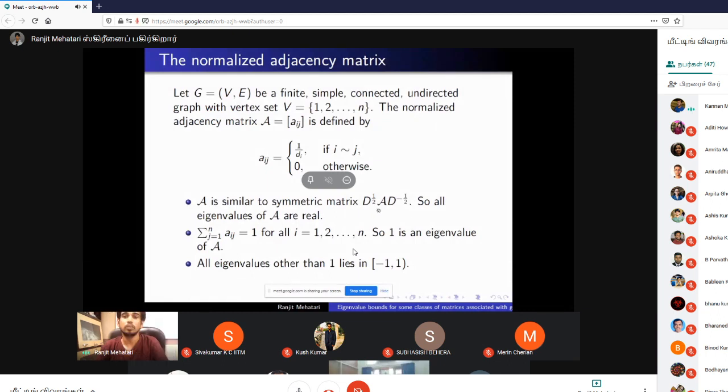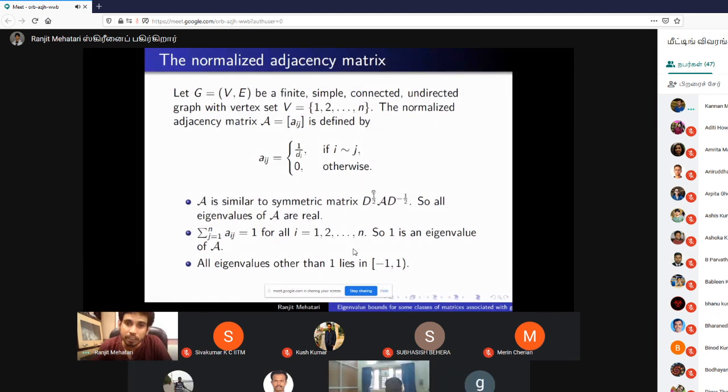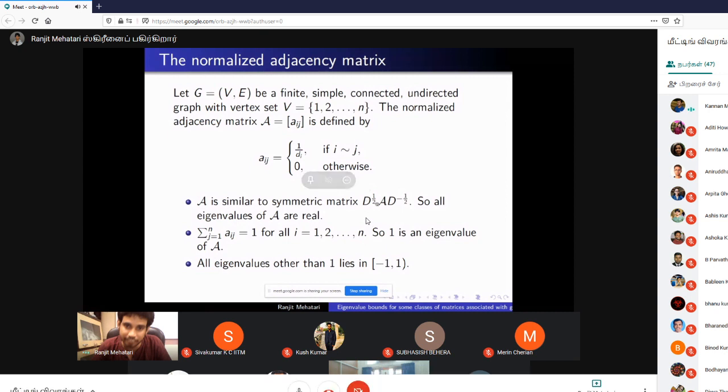Actually, the form of that matrix is D to the power minus half times the adjacency matrix times D to the power minus half. So here, in that case, you have to normalize the adjacency matrix. So there is no typo here.